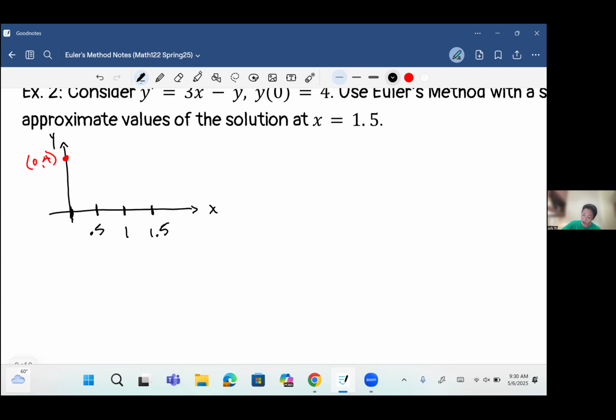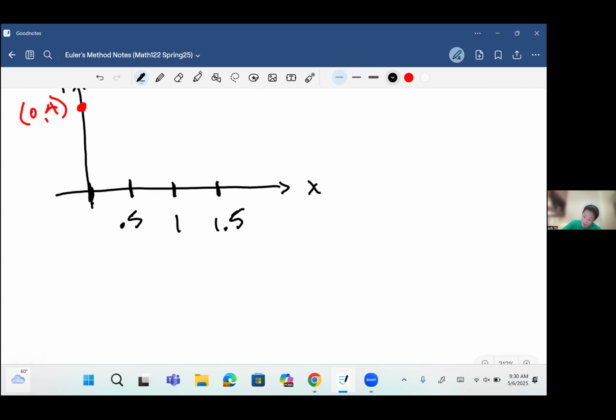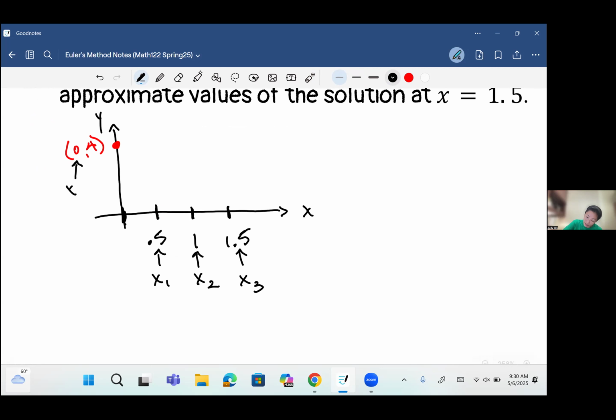Okay, so I'm actually going to notate that right now. This is our x1, this is our x2, and this is our x3. Okay, and this 0, this is our x0. So I've started at x0. I'm going to take one step to get to x1, a second step to get to x2, and a third step to get to x3. Okay. All right. So let's think about all of our information so that we can have it handy.